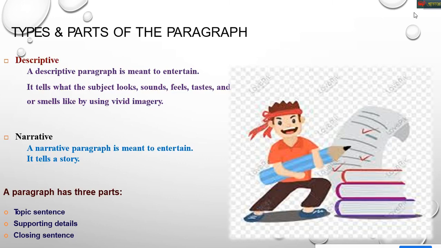Okay. And the parts that belong to a paragraph are very important. A good paragraph has three main parts: topic sentence, supporting details, and closing sentence. And among these, some linguists say that it needs to have a transitional line. Okay, so let's see what happens to the paragraph.